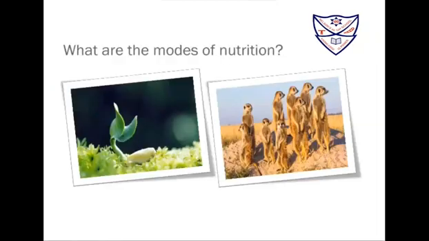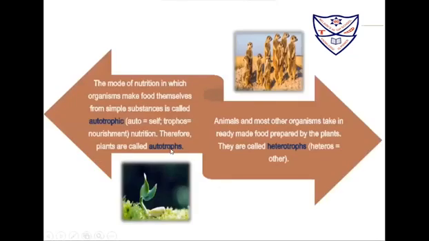So there are two main modes of nutrition. One is autotrophic nutrition, the other is heterotrophic nutrition. What is an autotroph? An autotroph is an organism which is able to make its own food. For example, a plant is able to make its own food, so it is called an autotroph. And this mode of nutrition is called autotrophic nutrition.